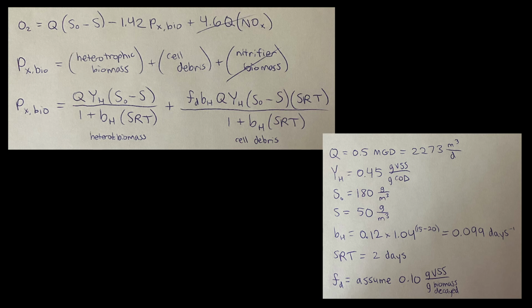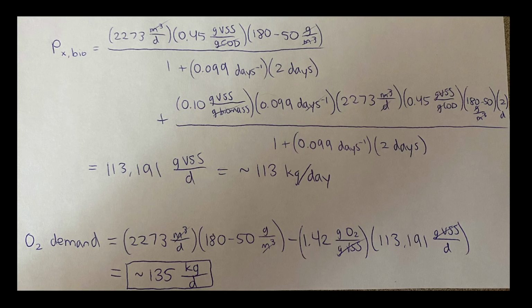So if we plug in those values to the Px bio equation, you can see here that we get a value of 113,191 grams of VSS per day, which is equivalent to approximately 113 kilograms per day of sludge.